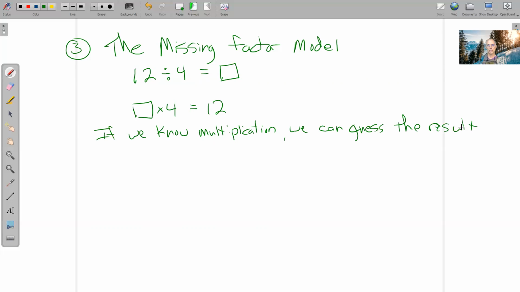So in multiplication, the number I'm looking for is called a factor. That's why this is called the missing factor model. So factor times factor equals product. That missing factor turns out to be my quotient. And let's see, yeah, I remember 3 times 4 is 12, so 12 divided by 4 must be 3. And so we can look at it as multiplication to get the answer.